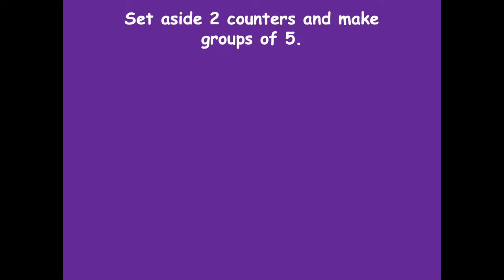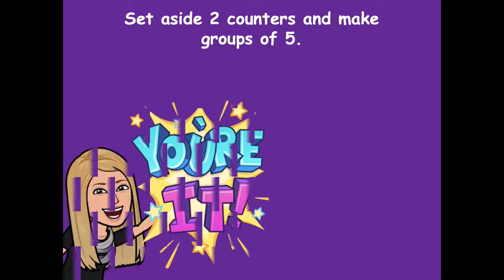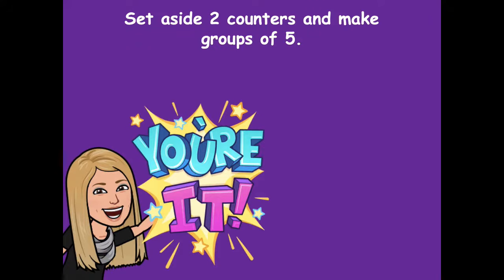All right, so now we're going to set aside 2 of our counters. So we had 12, so push 2 of them to the side and make groups of 5. So go ahead and make groups of 5 with those counters that you have. So pause the video, do that, and then click play when you're ready for the next step.